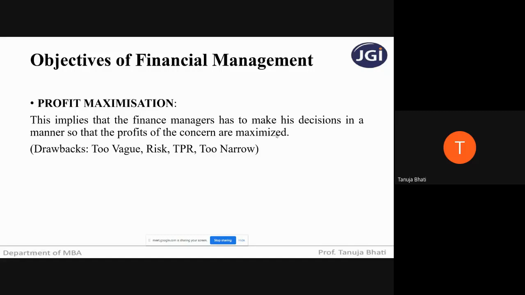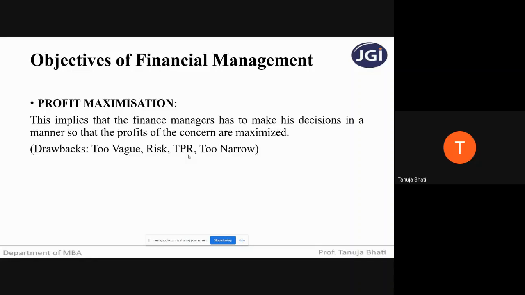So what happens in ignoring the time pattern of return here? There are two projects, project A and project B. I'll just give you one more example. Suppose project A is giving you high returns, high profit, but it is going to give you after 10 years. Now project B is going to give you low profit, but it is going to give you immediately.